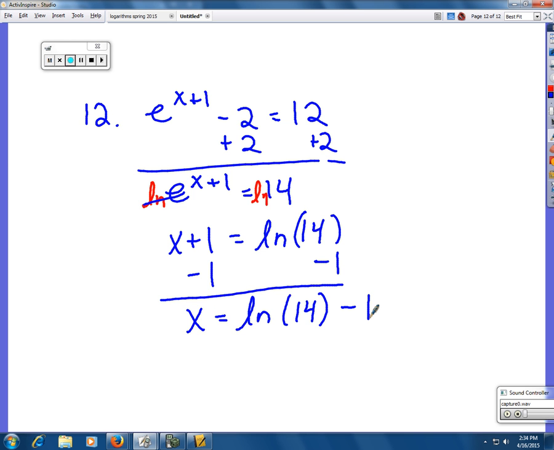When you put it in your calculator, don't forget to close the parentheses, because it's not natural log of 14 minus 1, or natural log of 13. That would be wrong. You use natural log of 14, subtract 1 from whatever that equals, and your answer should be 1.6391. You don't have to check this because it's okay if you have a negative exponent, even though this wouldn't make it negative. So that's the answer to number 12.